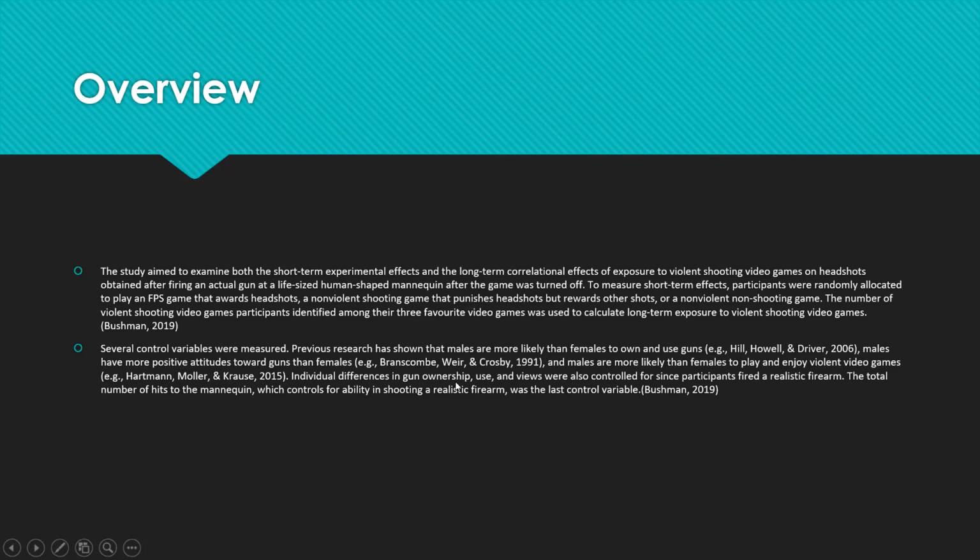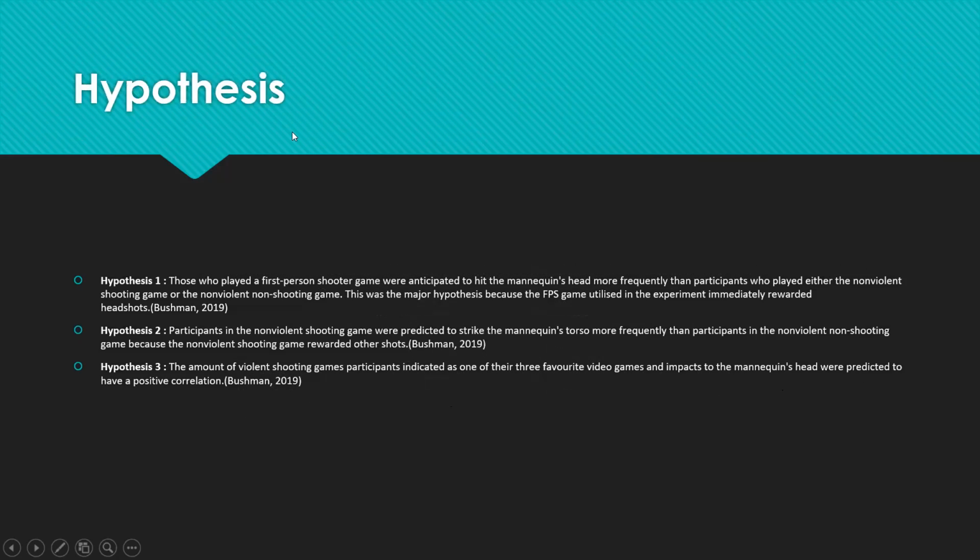Individual differences in gun ownership, use, and views were also controlled for since participants fired a realistic firearm. The total number of hits to the mannequin, which controls her ability in shooting a realistic firearm, was the last control variable. Now let's talk about the hypotheses.